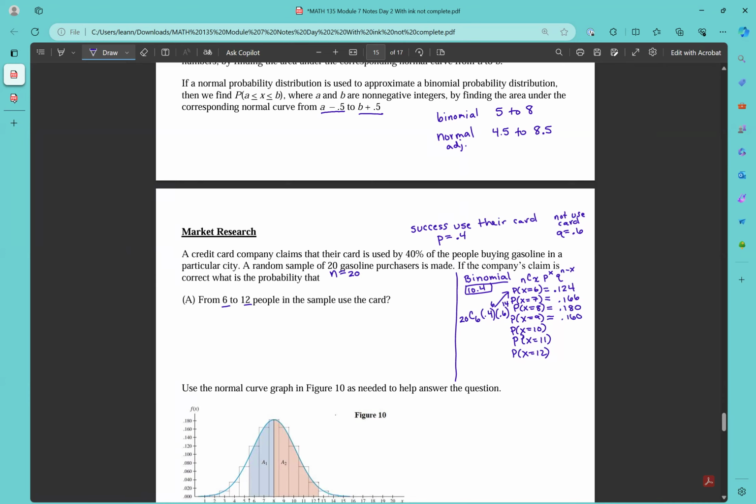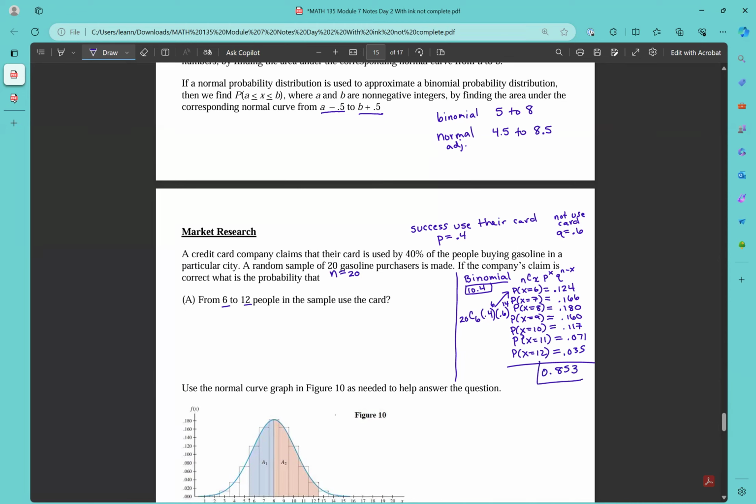0.160. Just looking at what I calculated earlier. The probability of 10 successes is 0.117. 11 successes is 0.071. And 12 successes is 0.035. And if I sum those together, I would get 0.853. Okay. So this would be using the 10.4 method.